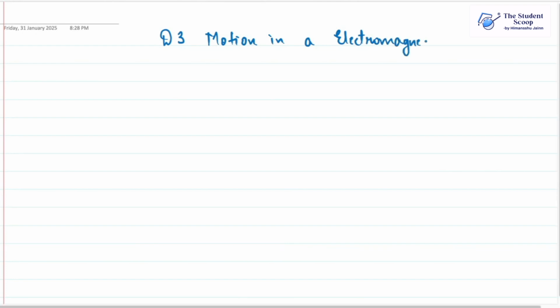So the first part that we're going to be understanding under D3 today is where we're going to be focusing on motion of particles in an electromagnetic field. When we say electromagnetic field, there are situations where we are going to consider only an electric field, only a magnetic field, and a combination of both.